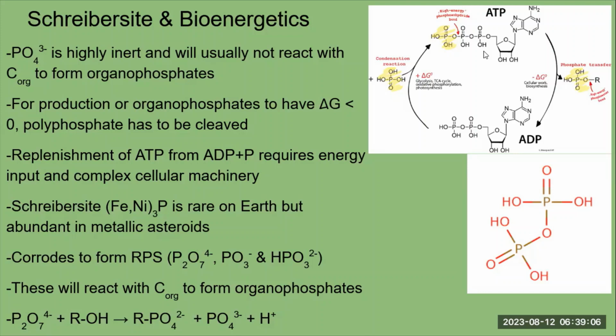However, there is an iron-nickel phosphide mineral known as schreibersite, which, while rare on the surface of Earth, is abundant in metallic meteorites. Given that the origin of life occurred in the context of the late heavy bombardment, meteorites would have fallen regularly. When schreibersite is in water, it corrodes to form reactive phosphorus species, or RPS, such as pyrophosphate, metaphosphate, and phosphite. These can then react with organic molecules to form organophosphates. For example, pyrophosphate, depicted here, will react with an alcohol group to form an organophosphate, in so doing cleaving this phosphodiester bond and releasing an orthophosphate. This organic molecule can then be fed into prebiotic synthesis pathways.